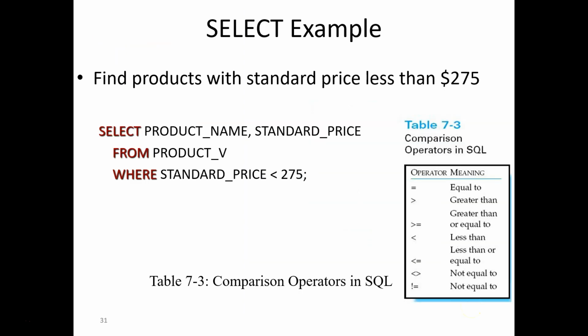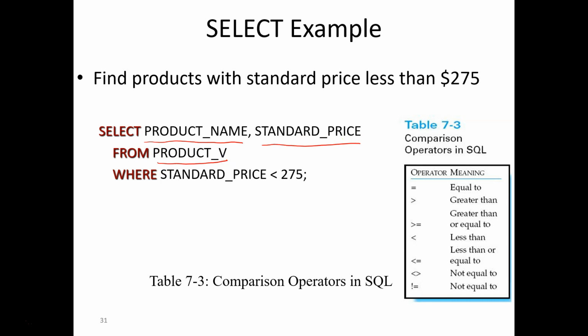Let's look at a few more examples of SQL statements here. If you look at this slide, we want to find products with a standard price that's less than 275. To write this SQL statement, we are going to list the products. So we're going to select, followed by the fields that we are going to list in the results. We are going to list the product name, and we are going to list the standard price. From, followed by the name of the table from which we can get these fields.